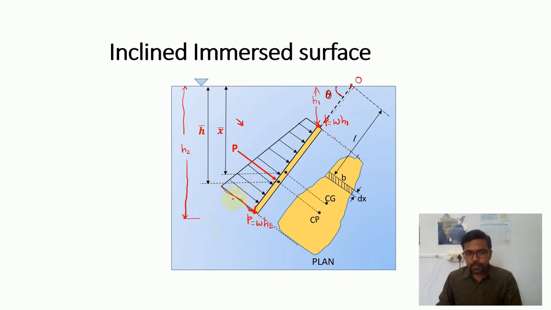We know that as per Pascal's law, the pressure at a point is equal in all directions in a liquid. So as per that law, at this point the pressure in every direction, whatever direction you take, is p equal to W into H2, right? Here it is W H1, and if you connect these, you will get the pressure distribution diagram.